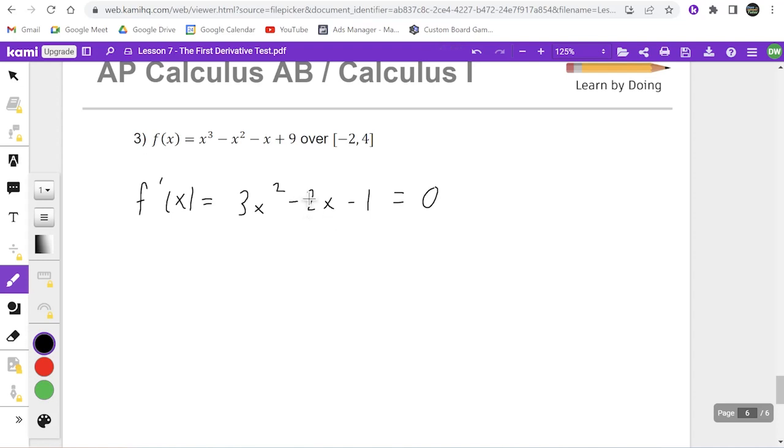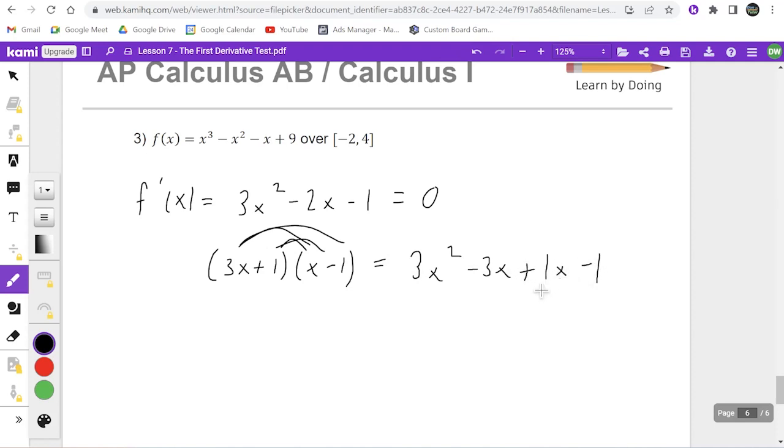Go ahead. It's going to be 3x squared. No, sorry, (3x + 1)(x - 1). That is correct. And remember the way you can check that? You can check your answer by FOILing. When you FOIL this out, you get 3x squared minus 3x plus 1x minus 1. That is what we wanted. So yes, that works. That's the correct factorization.